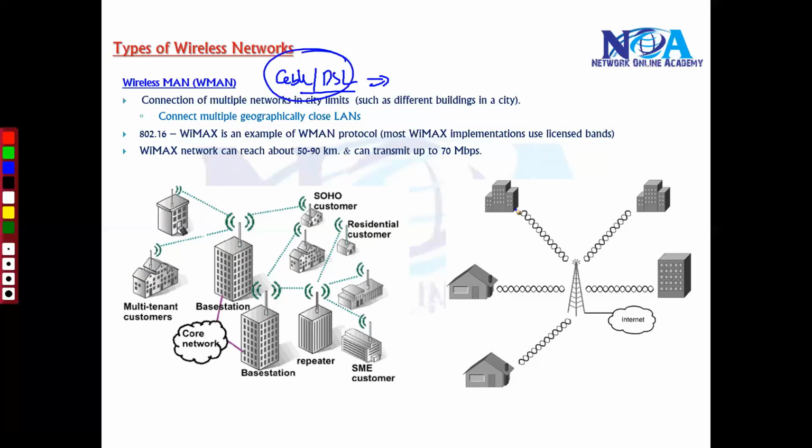Or it can be a private connection between your sites, like your private WAN connection using the wireless metropolitan network or WiMAX technology. Approximately, the distance it can cover is between 50 to 90 kilometers, and the transfer speed can be up to around 70 Mbps. That's what it can support.